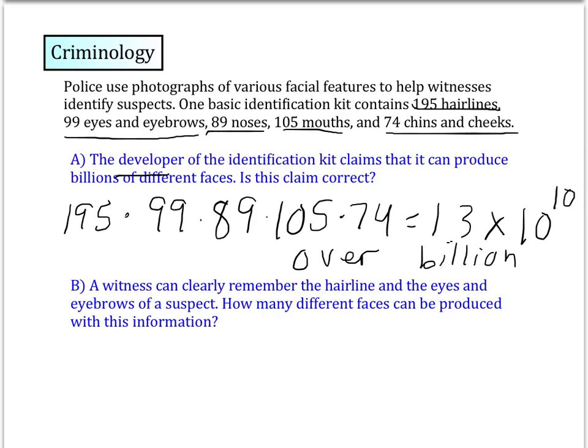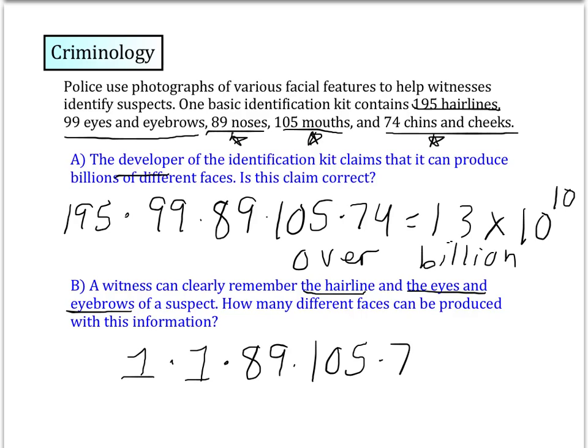Now you have a witness that comes in and says they can clearly remember the hairline and the eyes and eyebrows of a suspect. How many different faces can be produced with this information? Well, since he already knows the hairline, that gives us 1 option for the hairline. And he knows the eyes and eyebrows, so that's only 1 option for that. From there, we still have the noses, the mouths, and the chins and cheeks. So it's 89 times 105 times 74, which gives you a total of 691,530 faces.